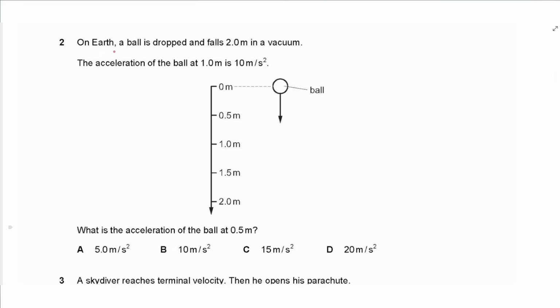Question 2 says, on Earth a ball is dropped and falls 2 meters in a vacuum. The acceleration of the ball at 1 meter is 10 meters per second squared. What is the acceleration of the ball at 0.5 meters? That would be the same because it is falling under gravity and gravity acceleration is constant. So we choose the same number here, so the answer is B.